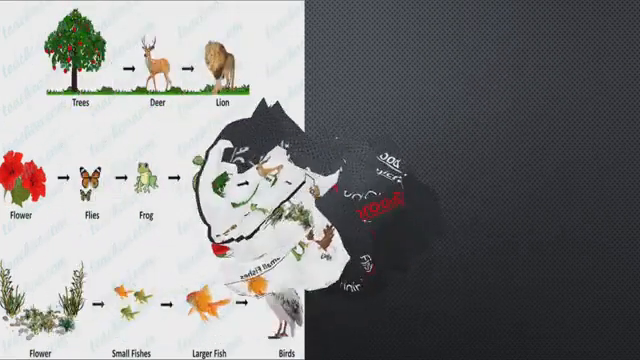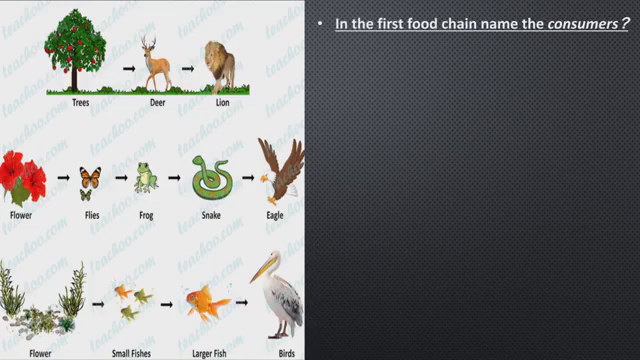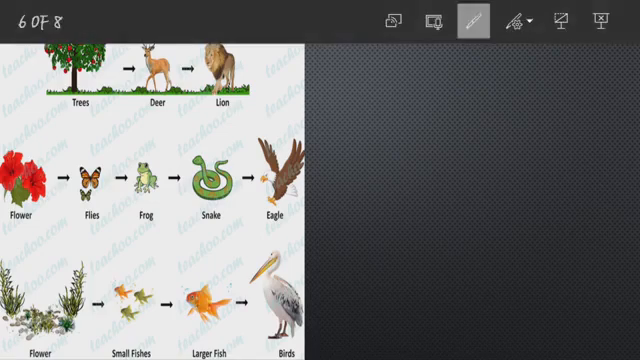Now, the question is, in the first food chain, name the consumer. Which is the first food chain? This or this? This one. Excellent. So this is the first food chain. We have to name the consumer. Who is the consumer? An organism that eats to get energy. So an organism or animal needs to eat in order to get energy.